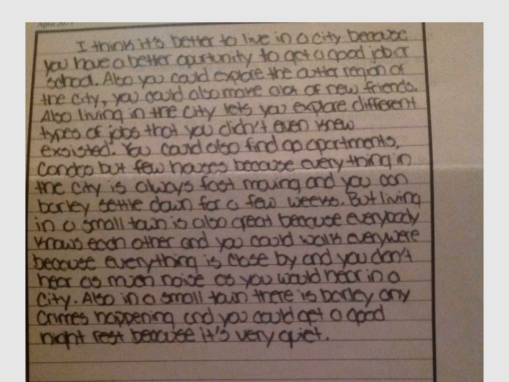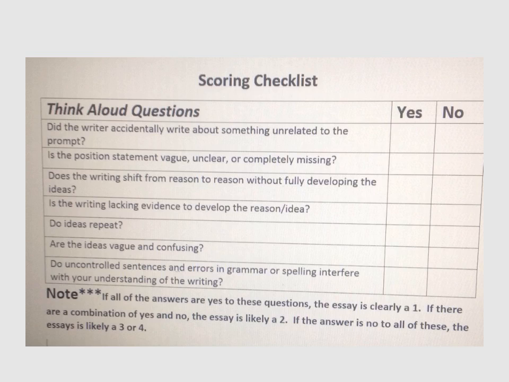Okay, so after reading the essay, you have to go through the checklist. The first one said, did the writer accidentally write about something unrelated to the prompt? No, they actually did a good job of writing about the prompt. Second question, is the position statement vague, unclear, or completely missing? Yes, it is kind of vague because the writer goes on and tells you about both sides instead of choosing one.